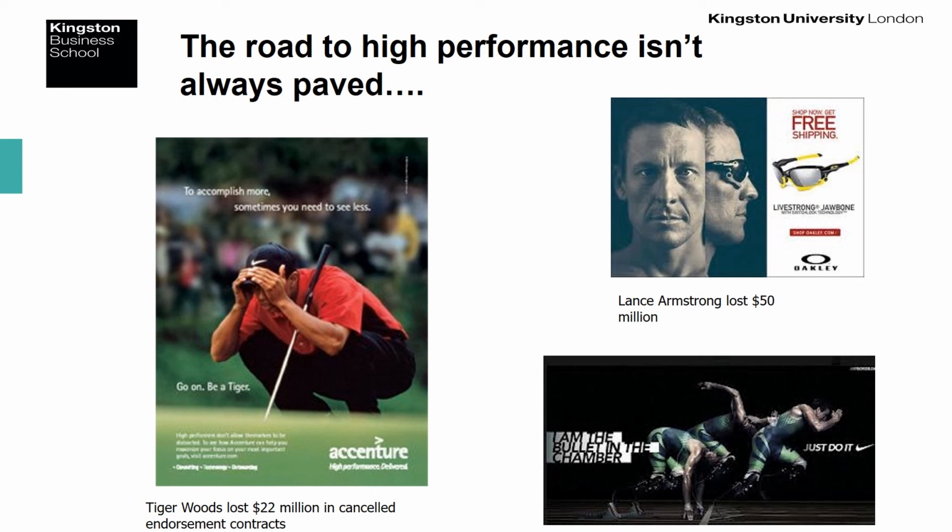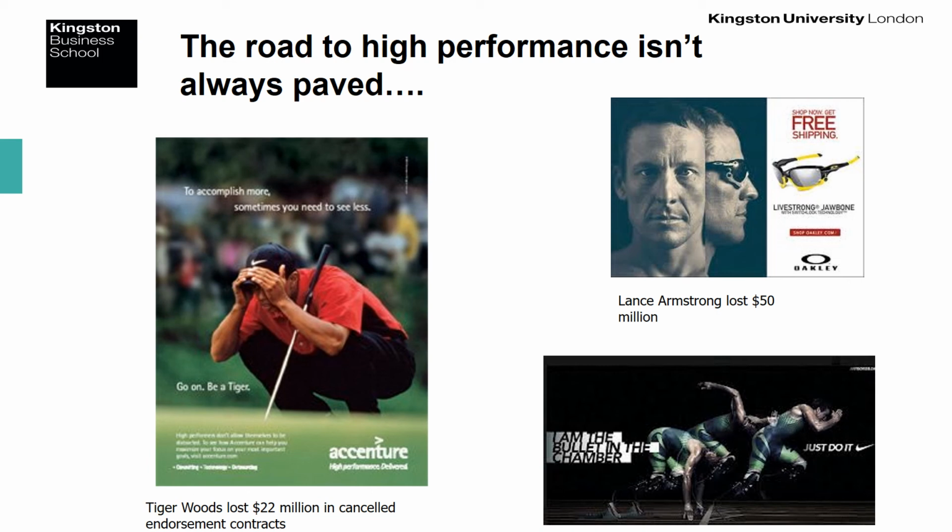Not so the other two celebrities. On the right-hand side, on the top, we've got Lance Armstrong, who was a cyclist, a very famous one, but was found to be a drug cheat and had all of his medals, all of his titles stripped away from him. He was the face of Oakley sunglasses for many years, but he lost $50 million in endorsement contracts. And the image at the bottom is a bit blurry and you may not be able to see it super clearly, but the brand is Nike.